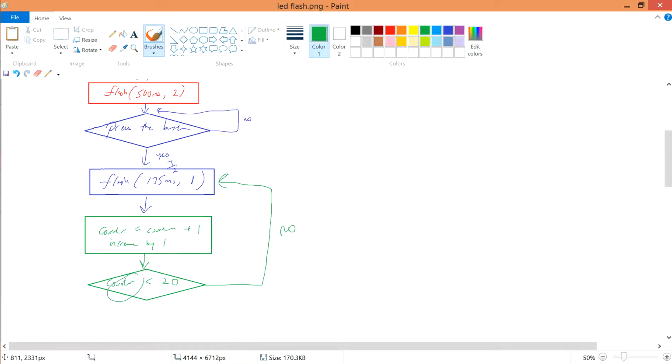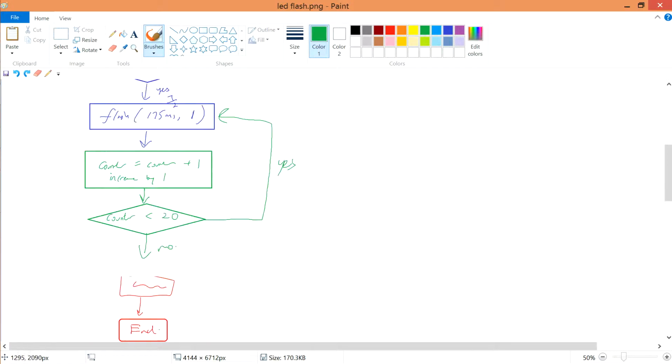So if the counter is not less than, wait, I think this is yes. In the book they keep saying no, but I think it's yes, because the question asks, is your counter less than 20? Definitely yes. So if yes, you continue to loop and loop until you reach 20. Is your counter less than 20? No, then you carry on. This is one phrase you want to remind yourself, so please take note. Also take note that in the lecture they write this as yes.